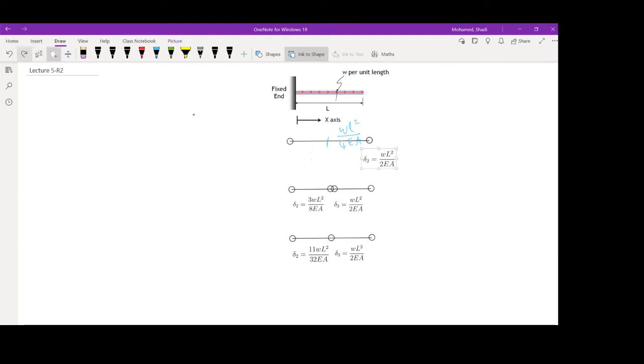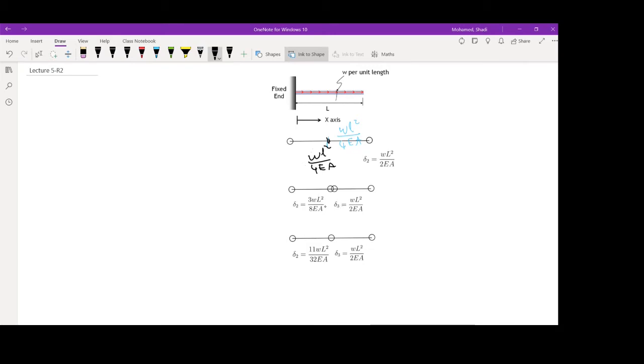All right, so I'll probably just write it here. I think this is easier. Here. It's WL squared over 4EA. So this is the displacement at the midpoint, and this is the displacement at the end point if we use the one two-noded element.